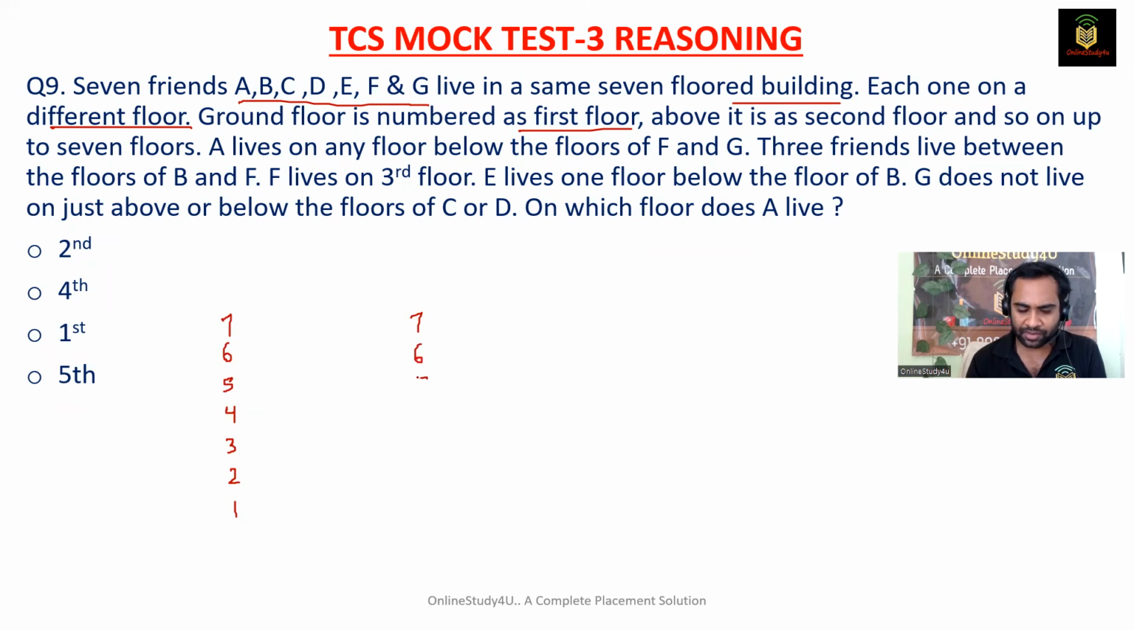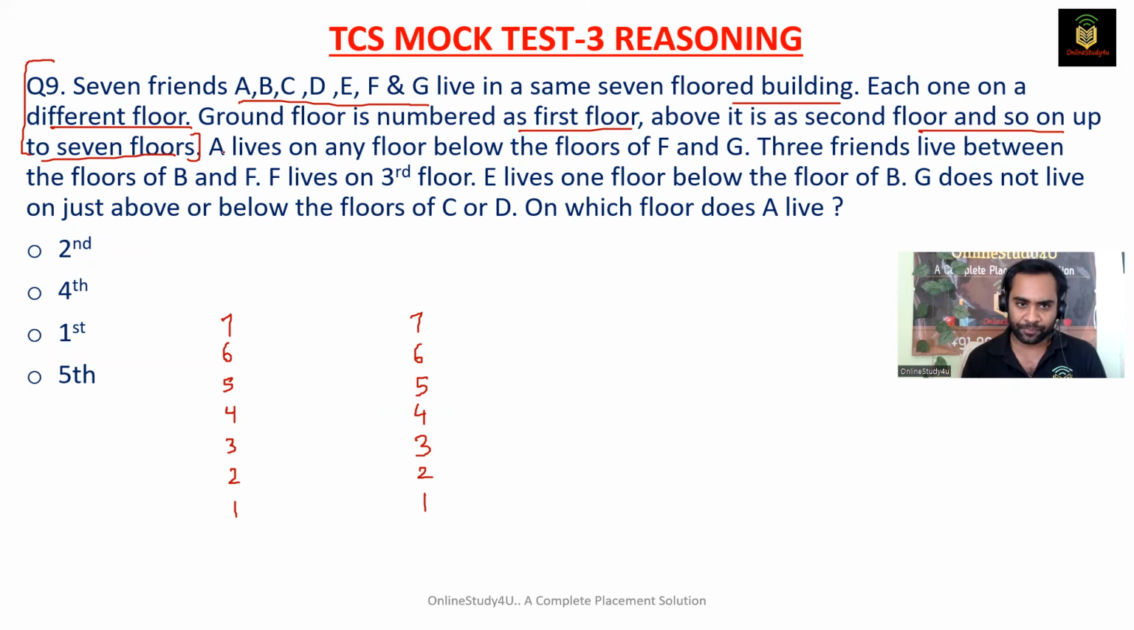I will write it 2 times. I will tell you at the end why I have done that, so that your questions will be solved in an easier way. Always remember. Now, above it is the second floor and so on up to the 7th floor. Till here, the data is not required for you. It is redundant data.